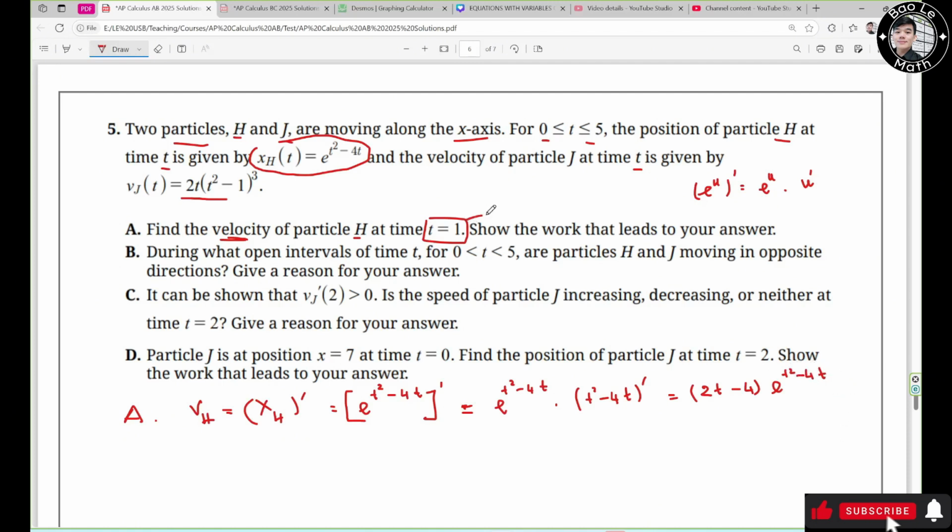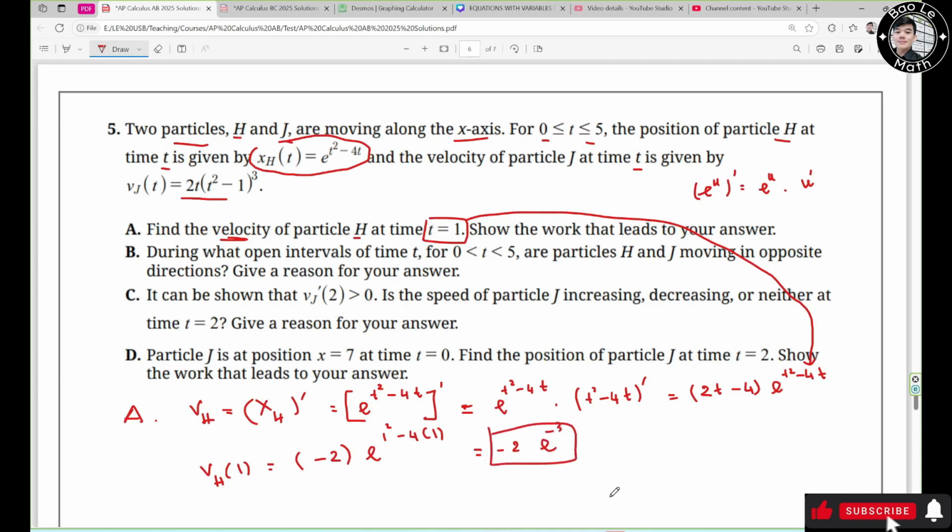Now you need to substitute t equals 1 into this expression. So you have vh of 1 equals 2 times 1 is 2, minus 4 is negative 2, times e to the 1 squared minus 4 times 1. So it's going to be negative 2 e to the negative 3. This is the final answer.